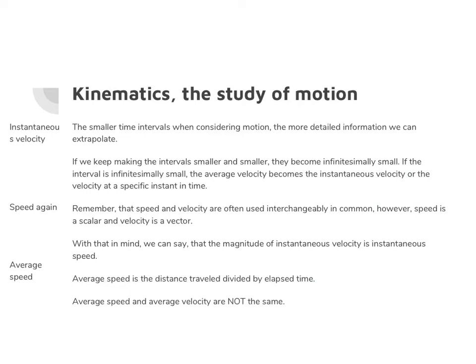Instantaneous velocity, however, is when we make the intervals even smaller and smaller when considering the motion of an object. The more detailed information we can extrapolate with instantaneous velocity. If we keep making the intervals smaller and smaller, they become infinitesimally small. If the interval is infinitesimally small, the average velocity becomes the instantaneous velocity, or the velocity at a specific instant in time. So instantaneous velocity is velocity at a specific instant in time.